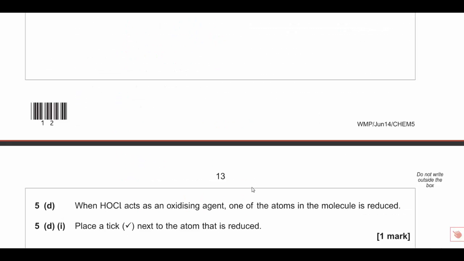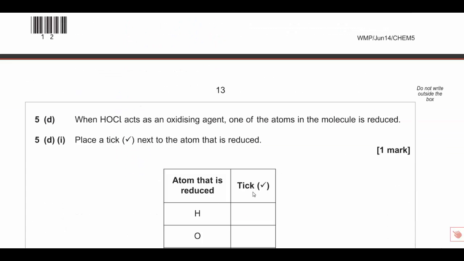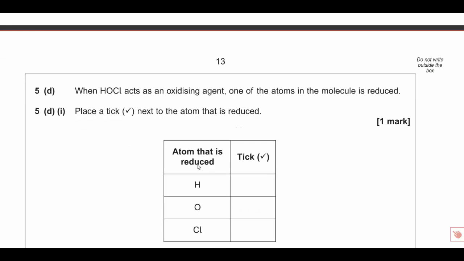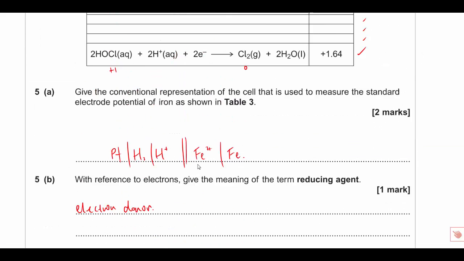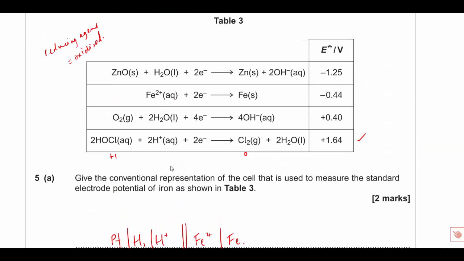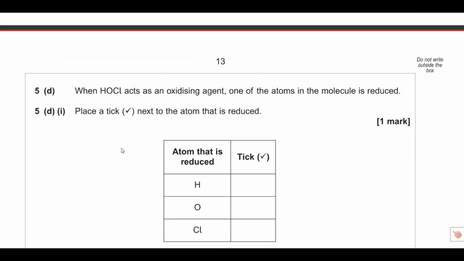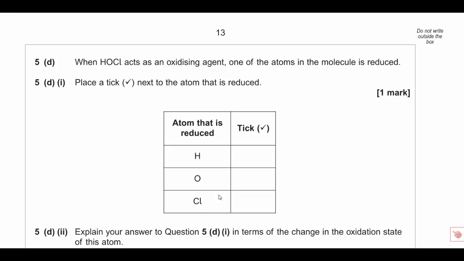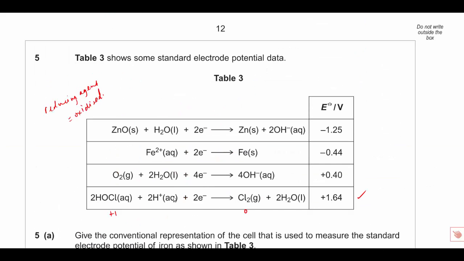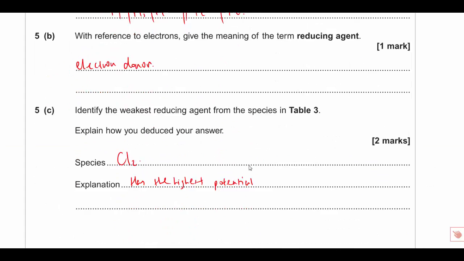Nice, nice, nice. Down a bit more. 5D. When HOCl acts as an oxidizing agent, one of the atoms in the molecule is reduced. Place a tick next to the atom that is reduced. So which one of these is reduced? What was the question? Oh, I didn't see the Cl there. Good. So yeah, I've already mentioned that. So it's the chlorine that is reduced. It's going from that +1 to that 0 state there, which is good.